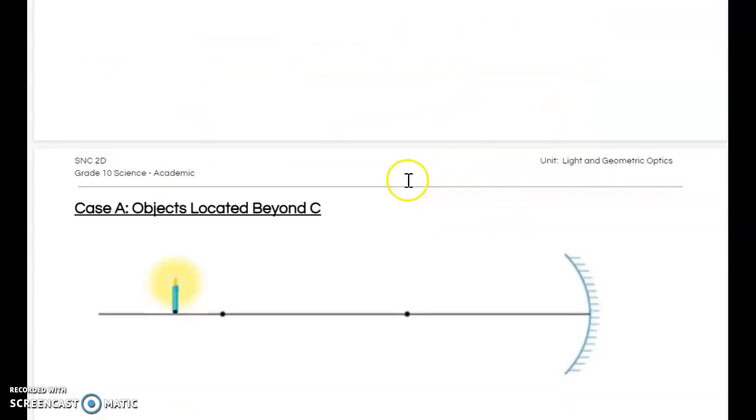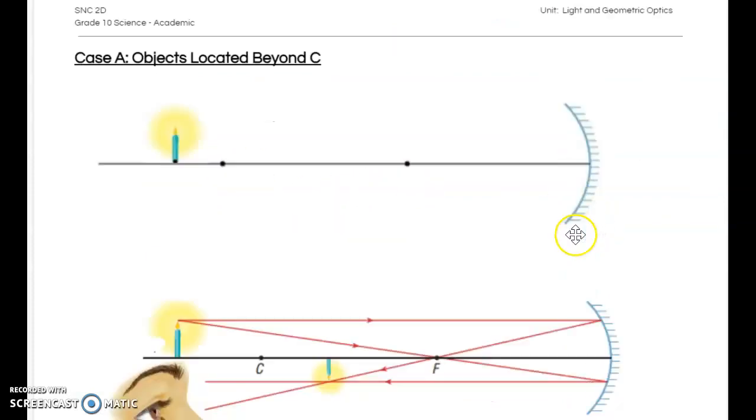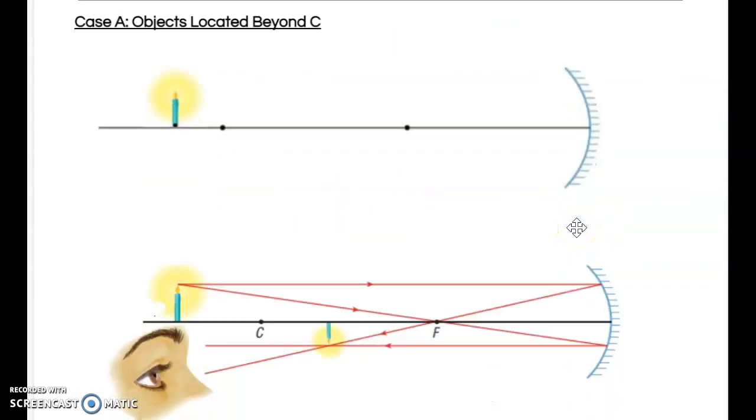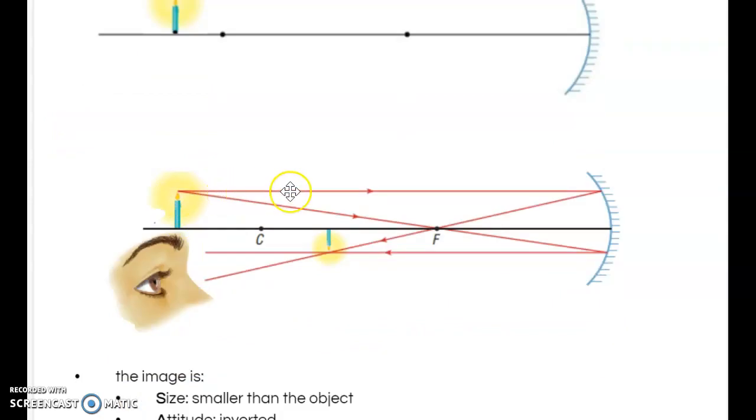videos as well, okay? There are a number of different cases where we are locating objects in a concave mirror. The first one is objects that are located beyond C, or beyond the center of curvature. Center of curvature is right here, your focus is right here. This is where the object is past your center of curvature. So you have your incident light rays coming off of the luminous source. It could be reflected, it could be an arrow, whatever it might be, an object.